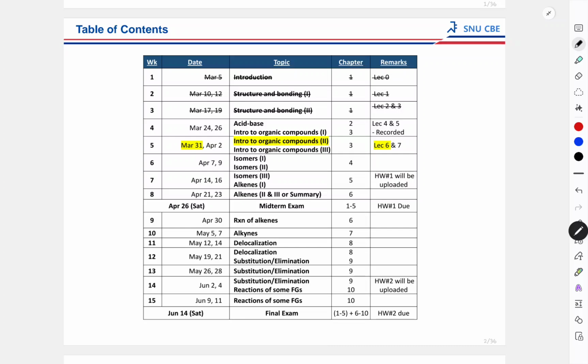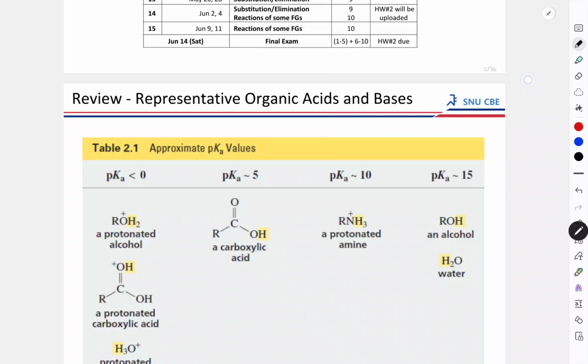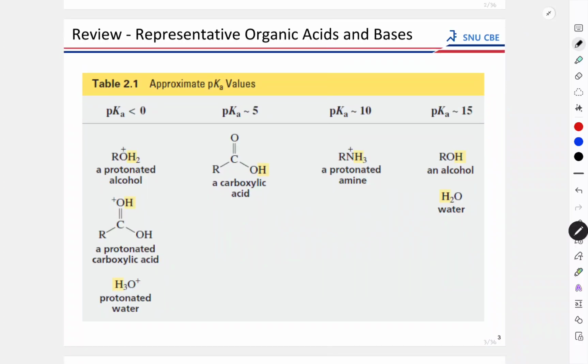Yeah, maybe we can do a little bit of review for the acid-base chemistry. These are representative organic acids and bases we discussed in chapter 2, I guess, in acid-base chemistry. And this is the approximate pK values across the typical compounds we discussed. So those species are having a pretty acidic site. So you have protonated alcohol, OH2 plus moieties, and this protonic site is quite acidic.